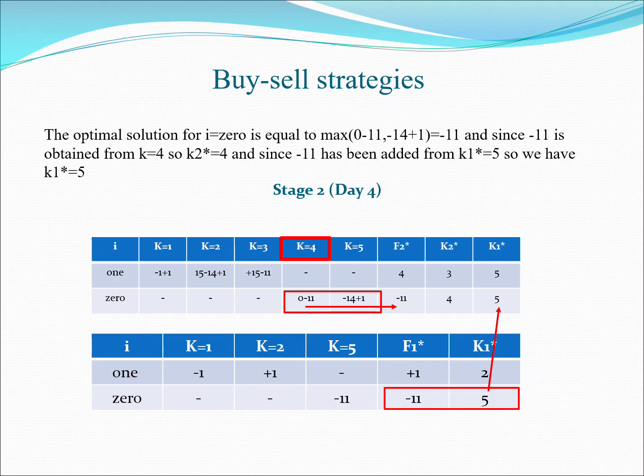The optimal solution for I equals 0 is equal to max of 0 minus 11, negative 14 plus 1 equals negative 11. And since negative 11 is obtained from k equals 4, so k2 star equals 4, and since negative 11 has been added from k1 star equals 5, so we have k1 star equals 5.